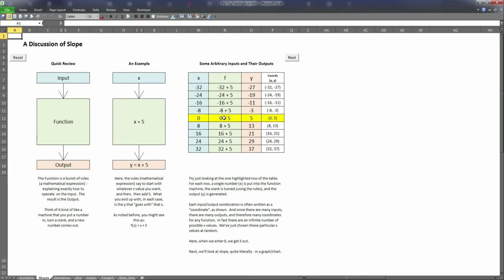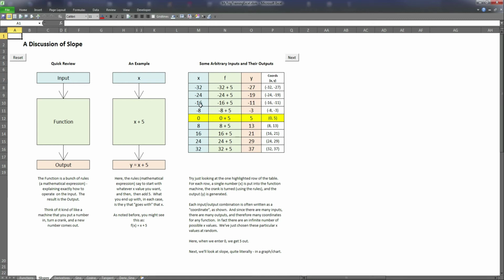So the center one is a case where we dropped a 0 in the machine, and then when you turn the crank, so to speak, you would take the x, put a 0 in its place, and you get 0 plus 5 as the operation going on in here, and then what spits out is a 5 if you put a 0 in. Now the 0 case I've highlighted is a special case for lines. It's the one input that will tell you the so-called y-intercept, which we'll look at later.